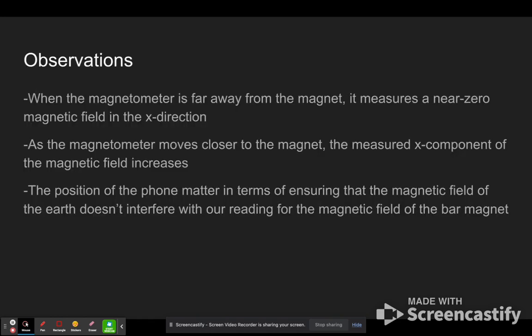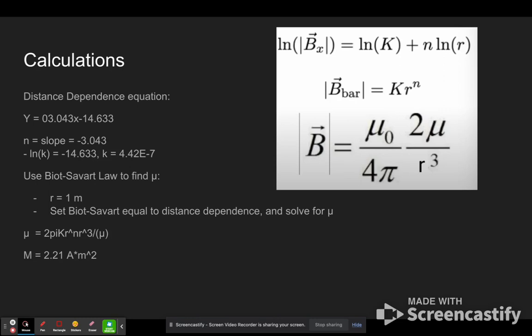As I mentioned before, when the magnetometer is far away from the magnet, it measures a near zero magnetic field in the x direction. As the magnetometer moves closer to the magnet, the measured x component of the magnetic field increases. The position of the phone matters in ensuring the magnetic field of the Earth doesn't interfere with our reading for the magnetic field of the bar magnet. We made these two magnetic fields orthogonal to each other, so they're on different axes and don't affect each other.